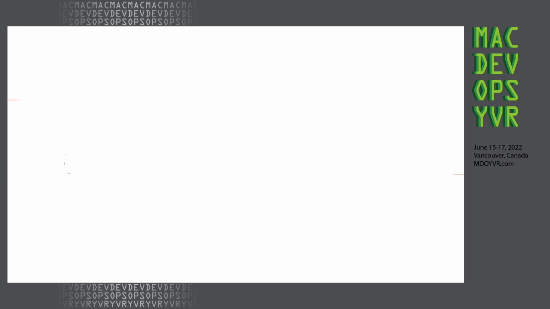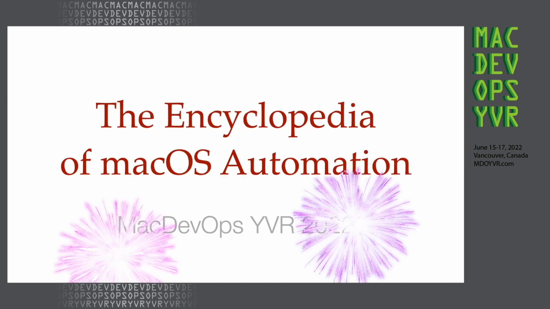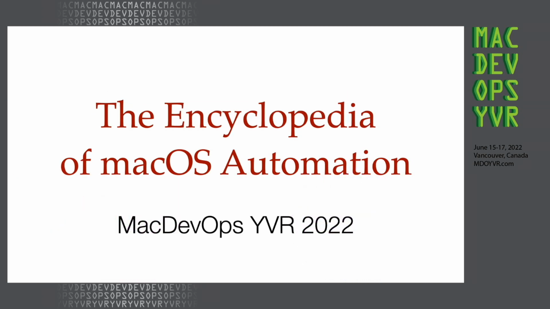Today, I want to talk about the Encyclopedia of macOS Automation. Behind this admittedly pretentious title is the idea that I want to talk about all the different options that Mac admins and DevOps engineers and developers have for automating workflows on macOS.